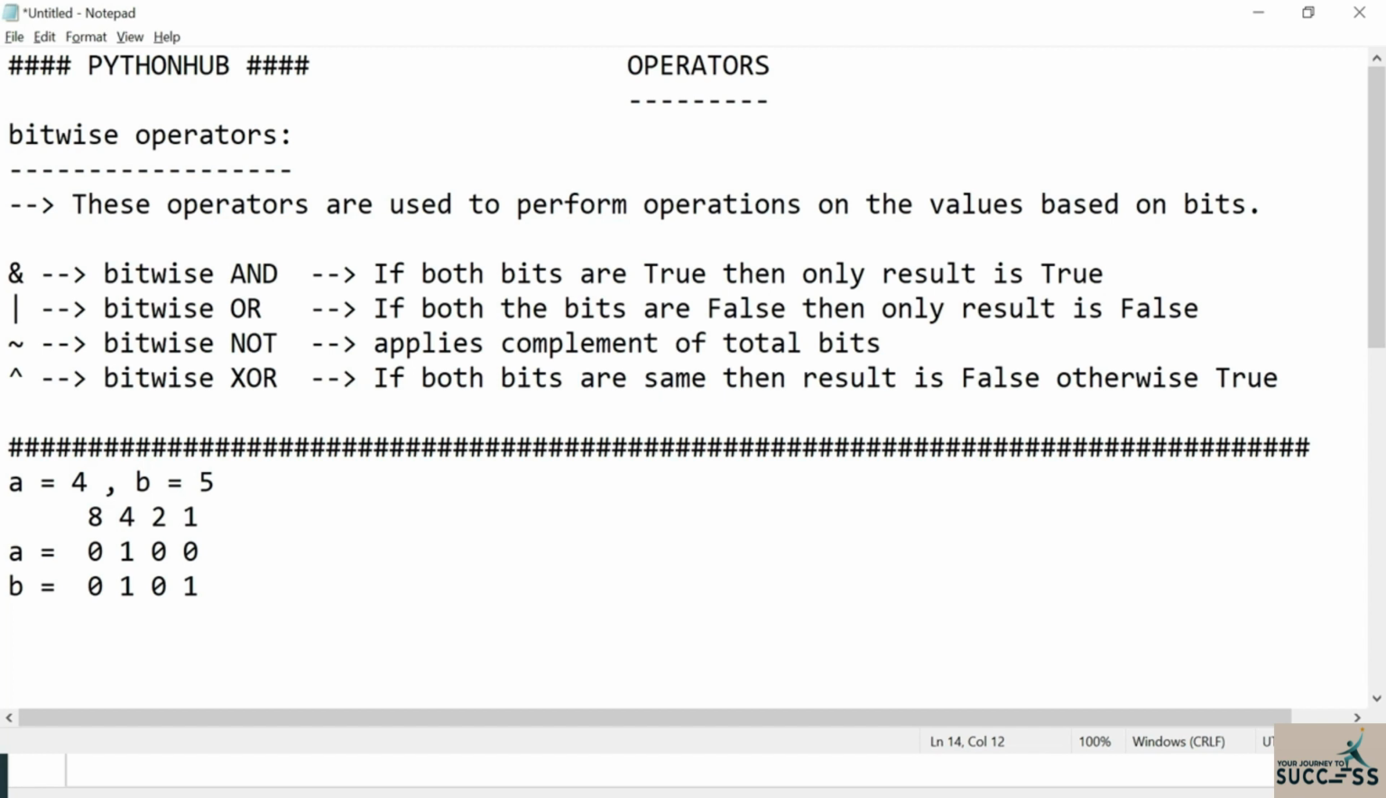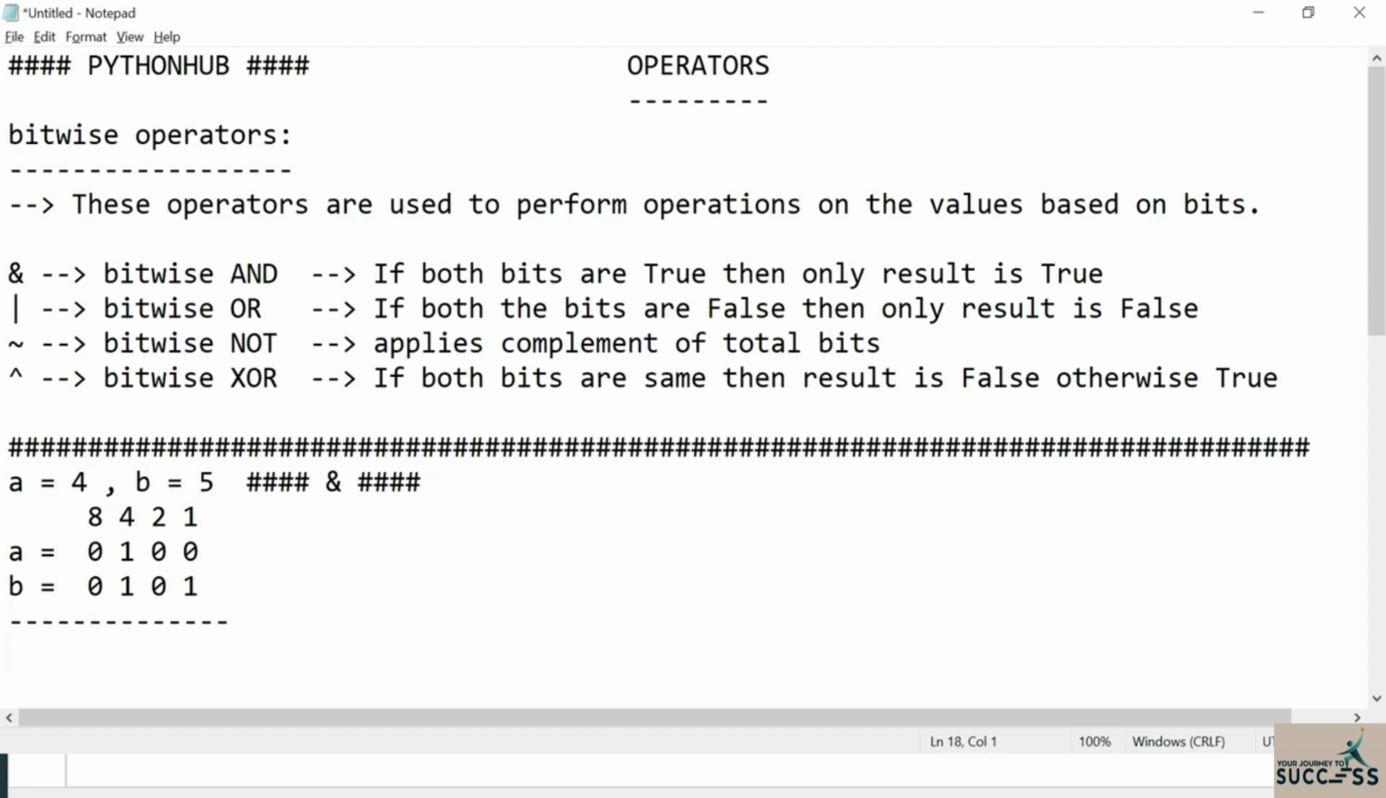Now what I am trying to do here is apply the AND operator. The primary rule is that if both the bits are true, then only the result is true.